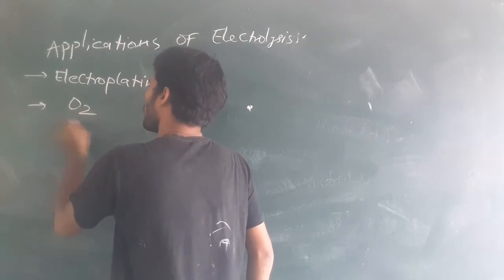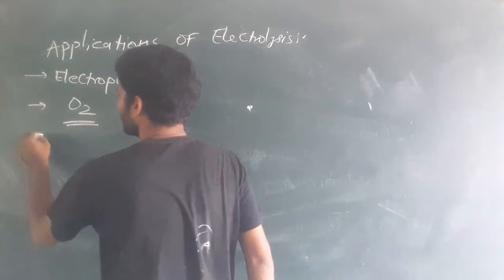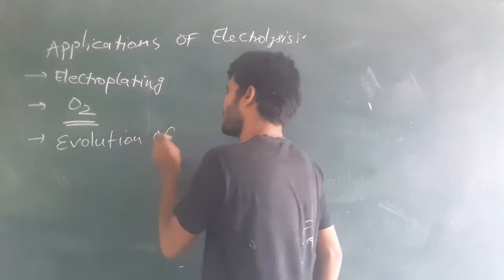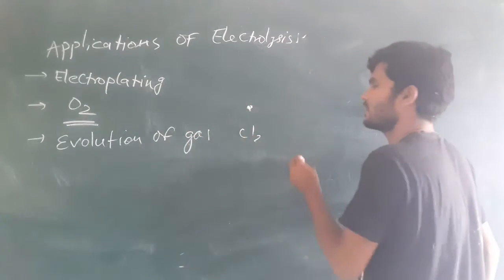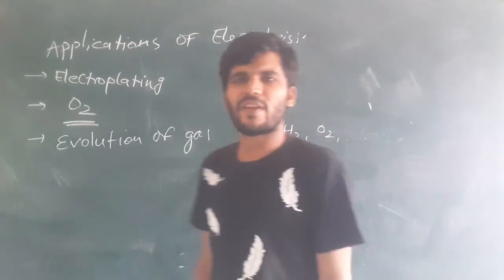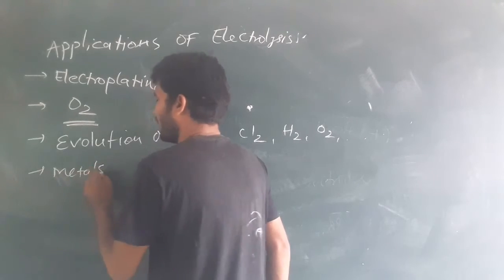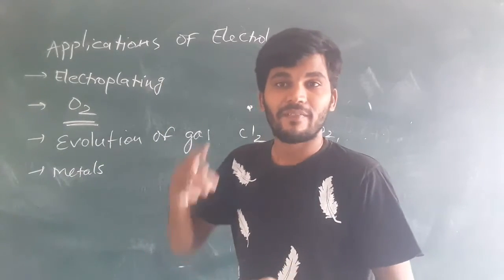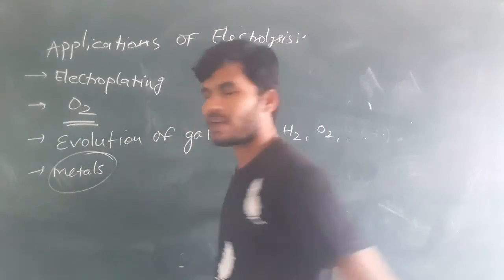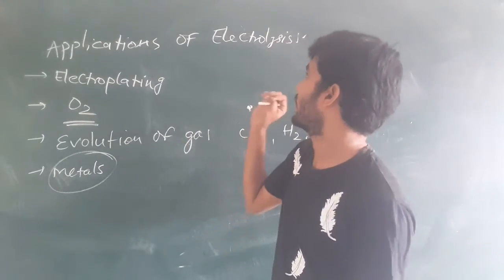Then the formation of oxygen for breathing purpose I have told. And the third one, evolution of gas. We can get the chlorine gas, hydrogen gas, oxygen gas, and all other gases, right? Then we can get the metals. In the last lesson we have seen the metals will be deposited on the electrode or cathode, so we will get the metals from here directly. Okay, so these are certain applications of electrolysis.